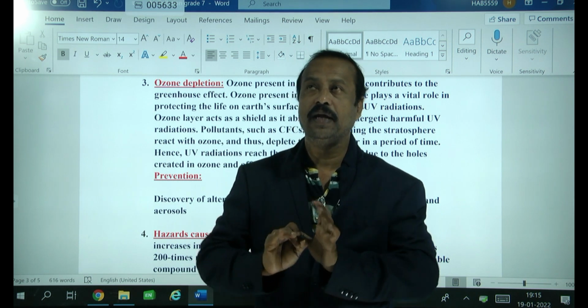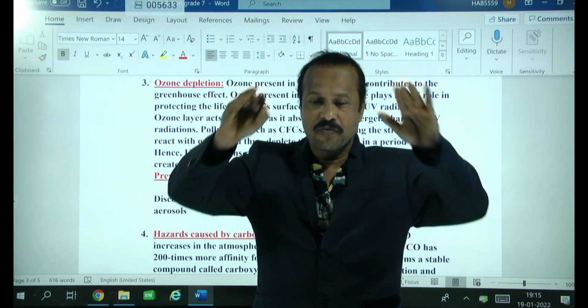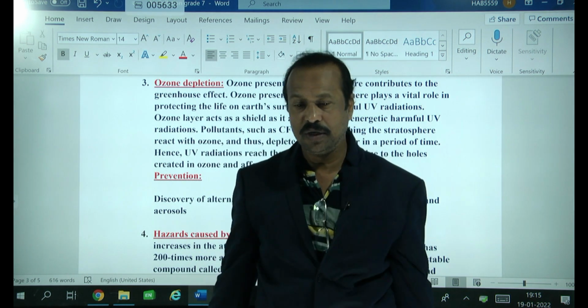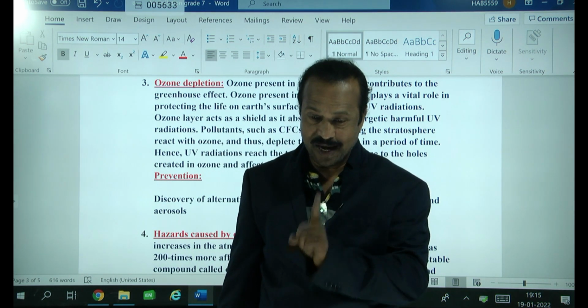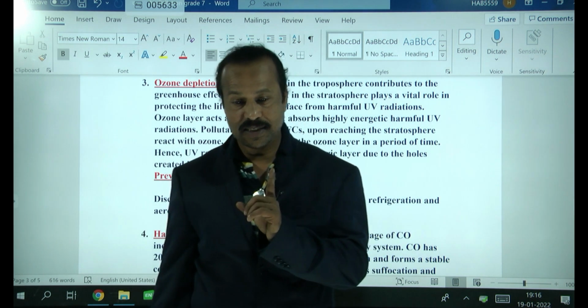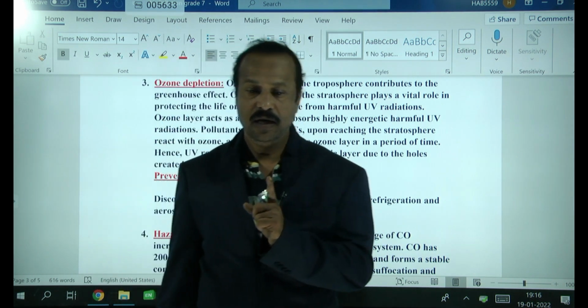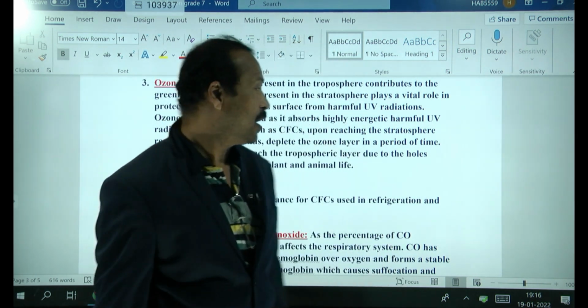So due to this, the ozone layer is depleting. From that, the ultraviolet radiations are reaching the Earth. Ultraviolet radiations are very harmful and they cause a burning sensation, and they also cause cancer. Very harmful to human life.